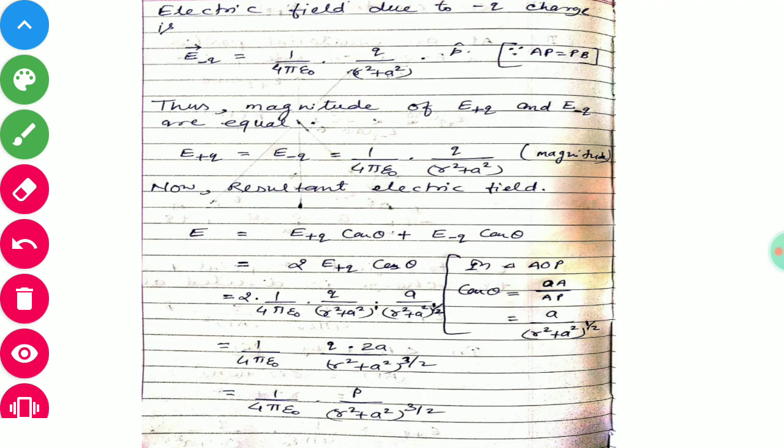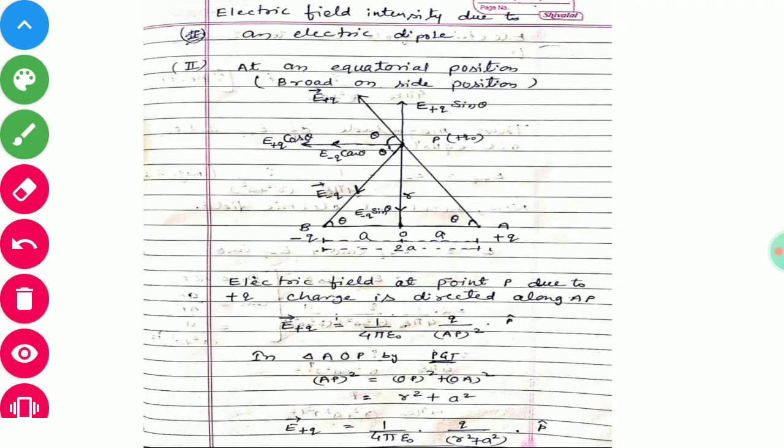Now we have to determine the resultant electric field. See again the diagram. Here the positive charge's field goes along this direction, the negative charge's field goes along this direction. So how can we determine the resultant electric field? We simply resolve the electric fields due to the positive and negative charges.